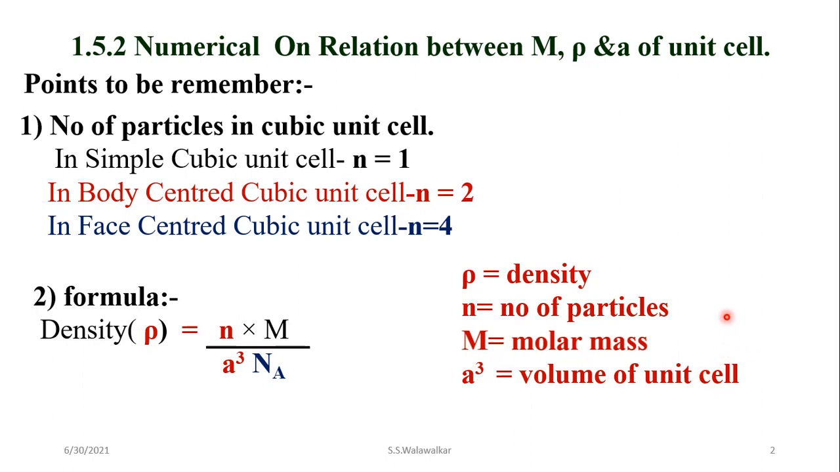You know that in a cubic unit cell all three edge lengths are the same, that is a is equal to b is equal to c, and therefore it is taken as a, and a into a into a, that is a cube, is the volume of unit cell. And Na is a physical constant, called Avogadro's number, which is 6.022 into 10 raised to 23 particles. One mole of any substance contains 6.022 into 10 raised to 23 particles, that you know.